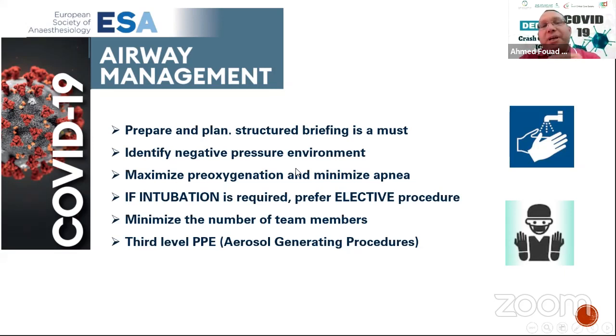Then, it is better to be done in a negative pressure room. What is recommended to be done in the negative pressure room? Once you have a patient needing intubation, take him to the negative pressure room. Maximize pre-oxygenation. You can give your patient at least 5 minutes of pre-oxygenation with a simple nasal cannula, simple mask, or high flow nasal cannula, whatever, and as much as you can, minimize apnea time, and of course, minimize bag mask ventilation if you can. If intubation is required, it's better to do it electively. So early, planned intubation will of course be better than emergency intubation.